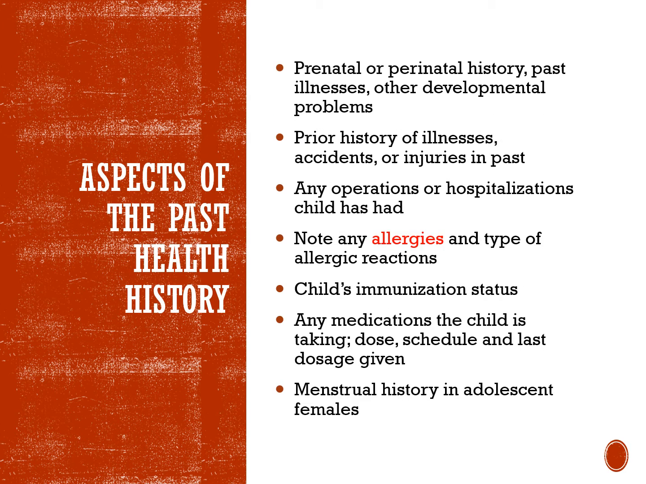Let's review aspects of the past health history. With pediatrics, it's very important to address prenatal or perinatal history. We want to know, was this a full-term baby? Were there any complications at birth? We want to know any past illnesses or developmental problems. We want to know prior history of illnesses, accidents, or injuries, especially that have led to any operations or hospitalizations for the child.